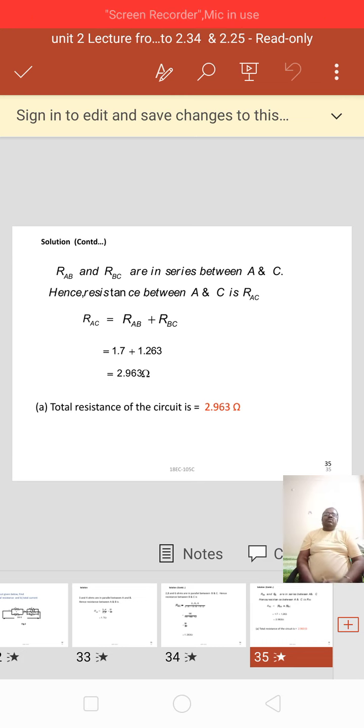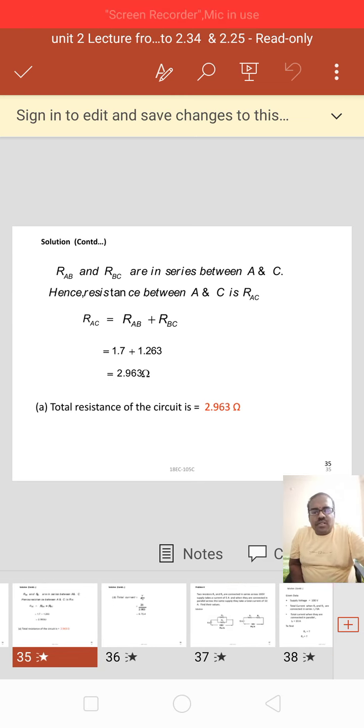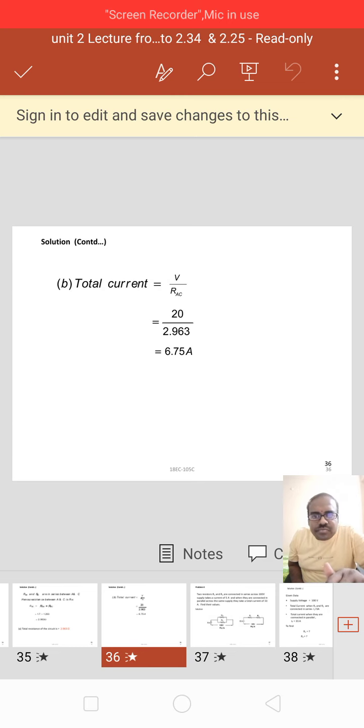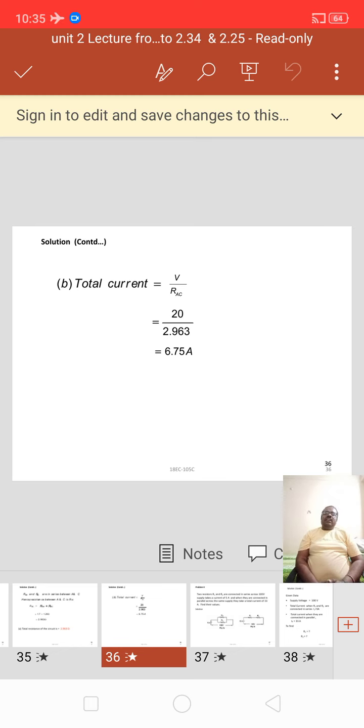Now we find the value of the total resistance of the circuit, that is R total equal to 2.963 ohms. It is a different problem. We can find the value of the total current also. Total current I equal to V by RAC, that is 20 by 2.963, equal to 6.75 amperes. Okay, it is one type of problem also.